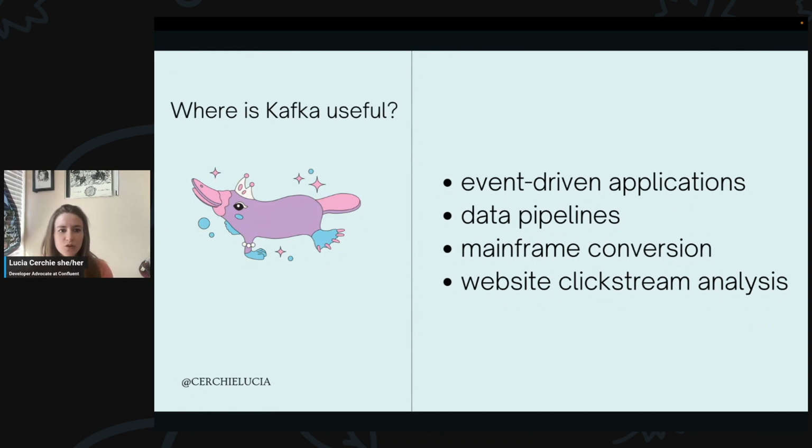Before we get into what the structure behind Kafka looks like, I think it's important to discuss where Kafka is useful. So it's useful in things like event-driven applications. That is an application design where instead of making a request to see if there's an update in an object, your application is subscribed to an event, and as soon as a new event comes in, it can react to that new event. It can also be useful when it comes to designing data pipelines, stuff like mainframe conversion and website clickstream analysis, which it was used for in its original use case at LinkedIn.